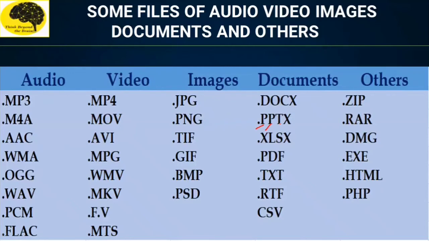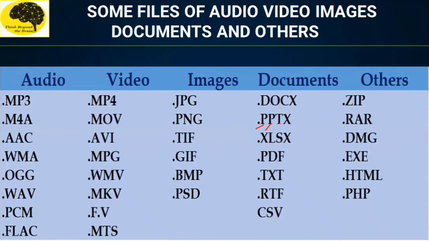Like MP3, M4A, AAC, WMA, OGG, WAV, PCM, and FLAC. These are the files for audio. And video: MP4, MOV, AVI, MPG, WMV, MKV, FLV, and MTS. And the most popular, which people most use, is the MP4, because it is a lot more reliable and it comes in a lot of everything. Then images.